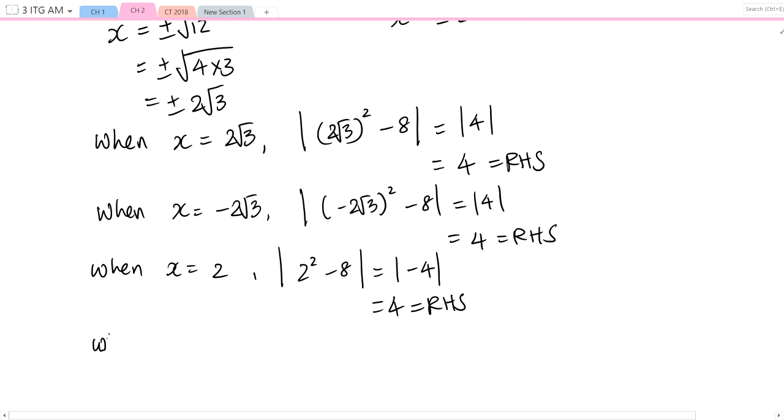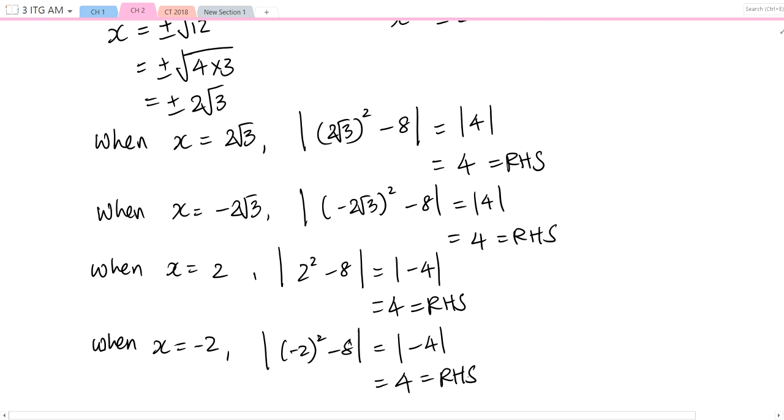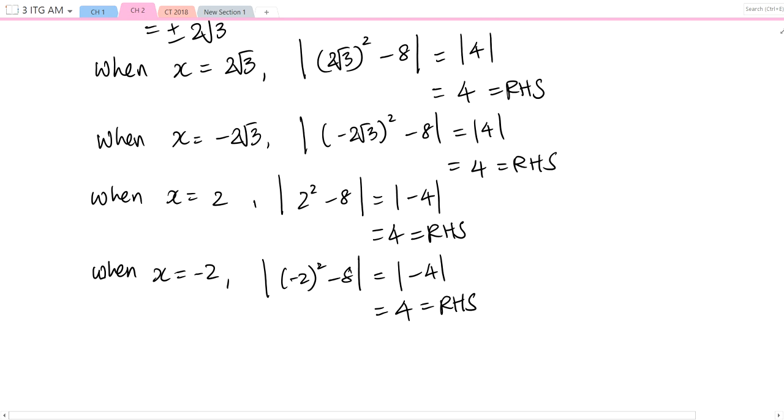And the last case, when x equals negative 2, modulus of negative 2 squared minus 8 gives me modulus of negative 4, which is 4, equals the right hand side again. So this can be summarized to x equals negative 2 square root 3, negative 2, 2, or 2 square root 3. We've got 4 answers.